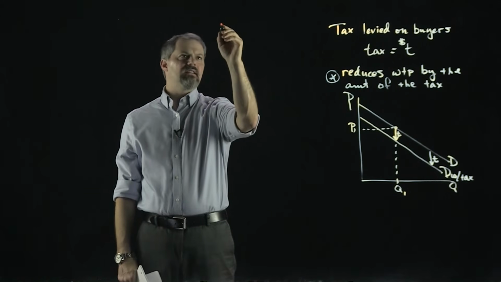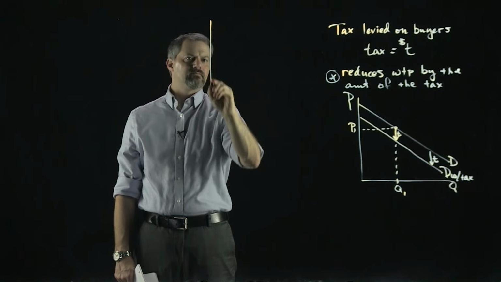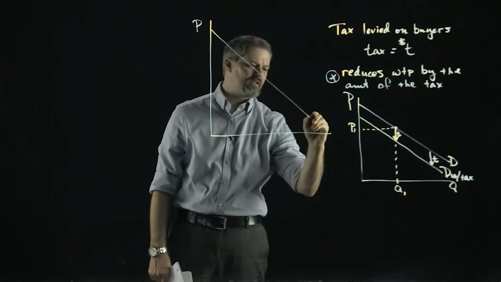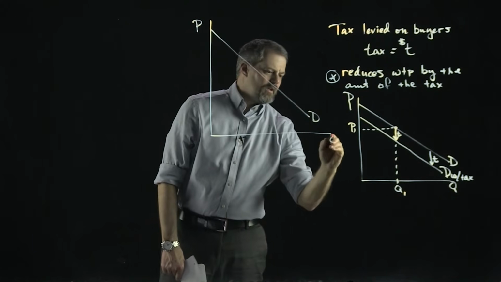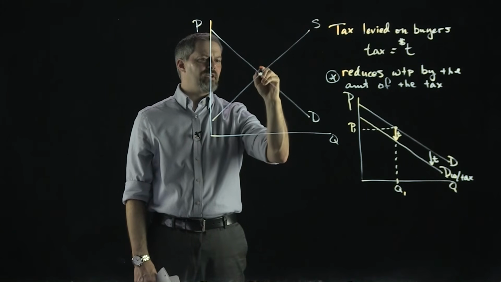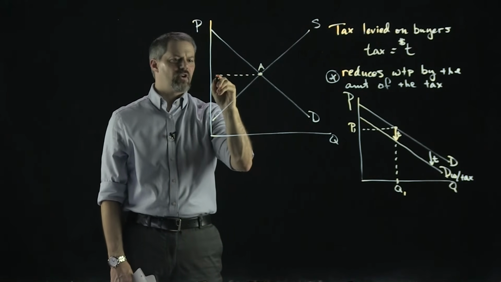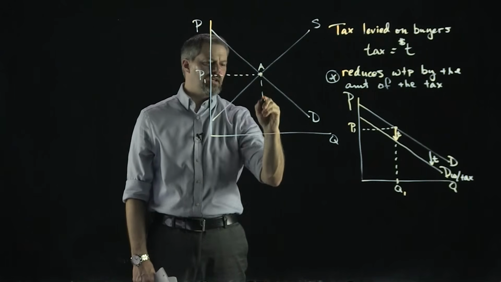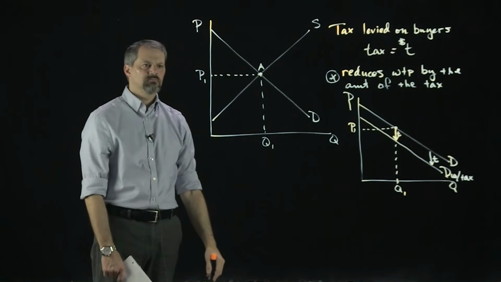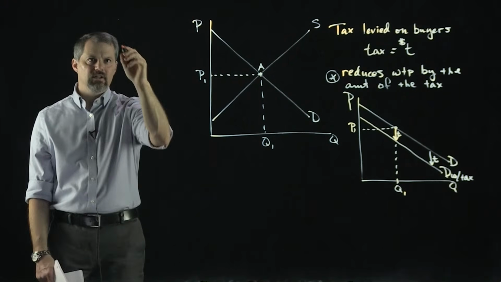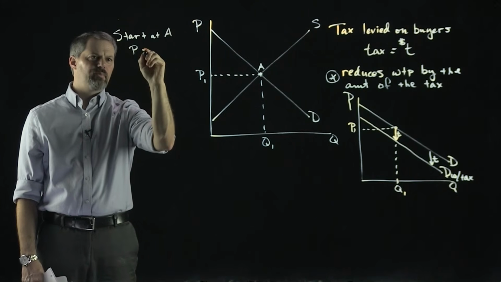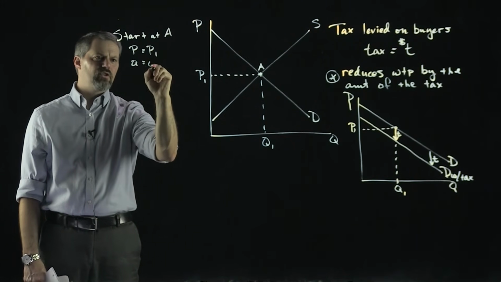So let's analyze the effect of a tax here. Let's start with a demand curve and the supply curve. Let's identify our initial equilibrium here at point A. Here's our initial price of P1 and our initial quantity of Q1. So let's put our story over here. We're going to start at A. Price equals P1, quantity equals Q1.